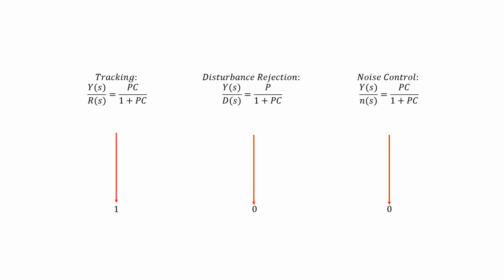To get the best results, we want the value of tracking as close to 1 as possible and noise as low as possible. The problem is that they are governed by identical transfer functions.